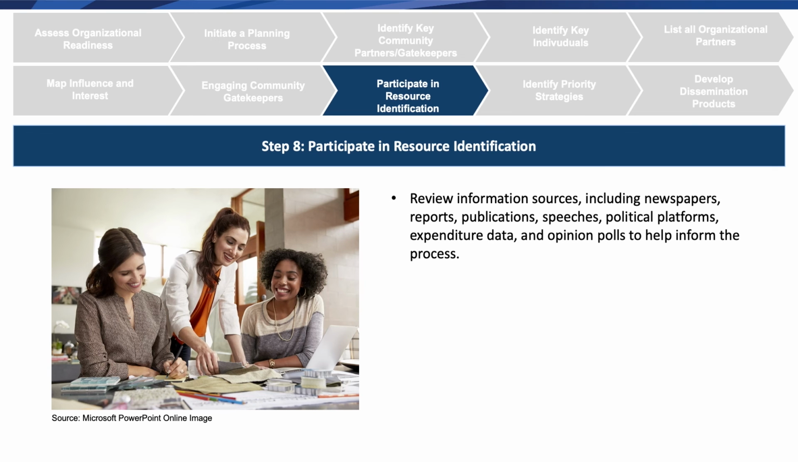Participating in resource identification is a good practice for becoming acquainted with your prevention activity partners. Review information sources in your community, and these can include local newspapers, reports, publications, speeches, political platforms, expenditure data, and opinion polls for your various stakeholders and gatekeepers. This will help understand what their goals are and what they've said in the past on subjects related to child health or healthy housing, what kinds of expenditures they have, and what they've funded in the past.